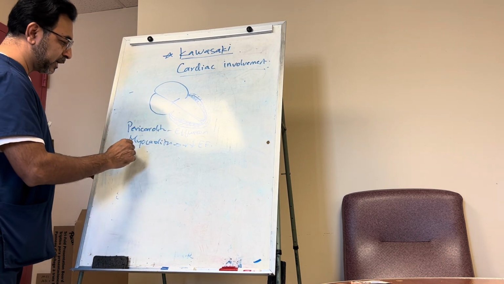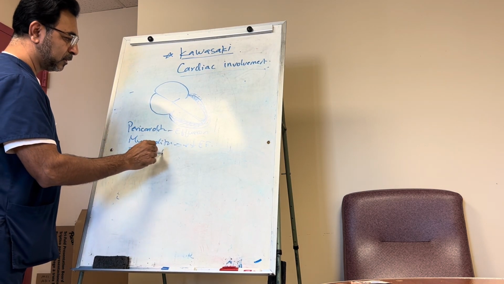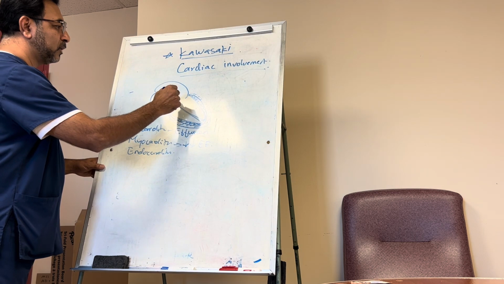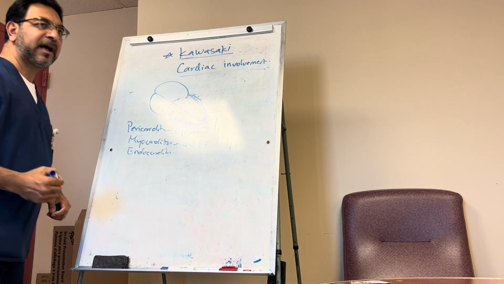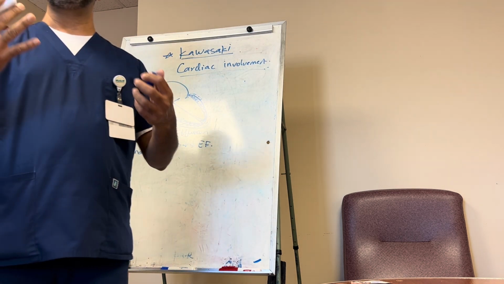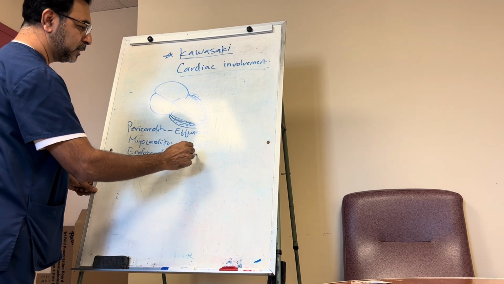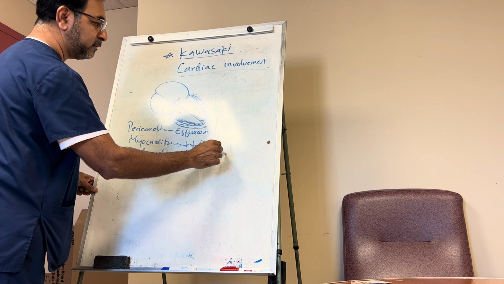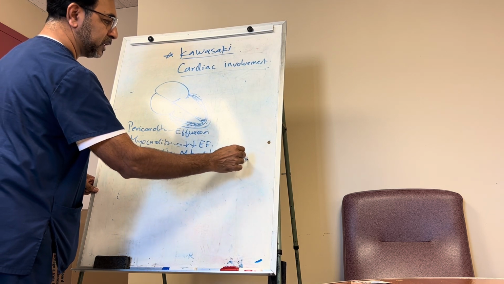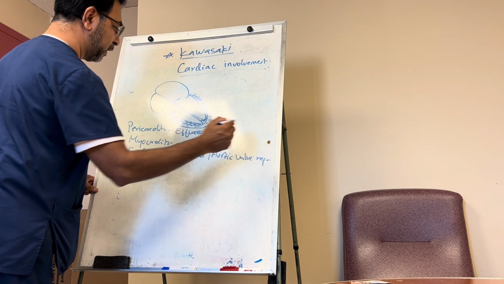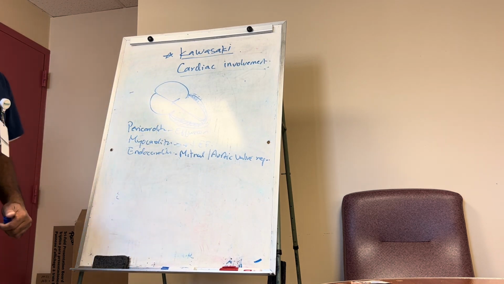When you have endocarditis, you'll have involvement of your valves, specifically your mitral and the aortic valve. And what do you see? You'll see mitral and aortic valve regurgitation. Okay, so that's about your 3 layers.